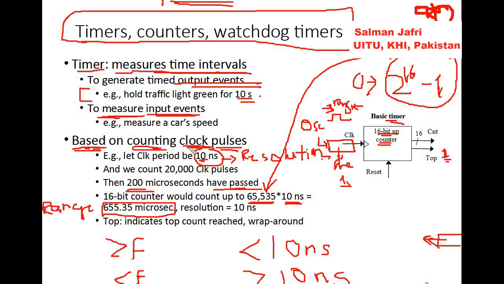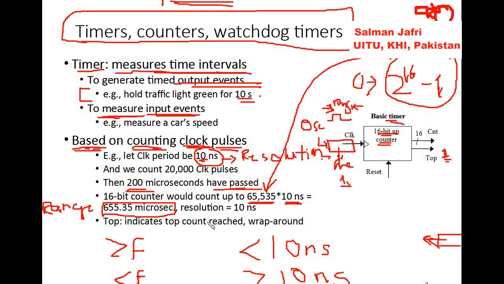And what is the resolution? This 10 nanoseconds is called the resolution of this timer. So we multiply the maximum value with the resolution to get 655,350, right? And if we divide by 10 raised to power 6, we get 655.35 microseconds. So this 655.35 microsecond is called the range of this timer, and this 10 nanosecond is called the resolution of the timer. So range is this and resolution is this.